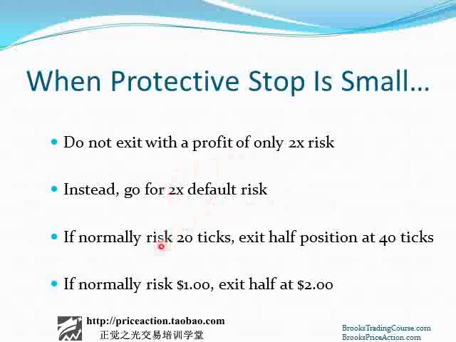Here's an example for the spider. If you normally risk 20 ticks and the actual signal bar height is 8 ticks tall, so your actual initial risk is only 10 ticks, and the market's moving in a big way, instead of going for 20 ticks, you may go for twice your normal default risk. If you normally risk 20 ticks on a trade, try to exit half at 40 ticks, twice your default risk. If you're trading another stock like IBM, for example, and you normally risk $1, you could exit half at $2.